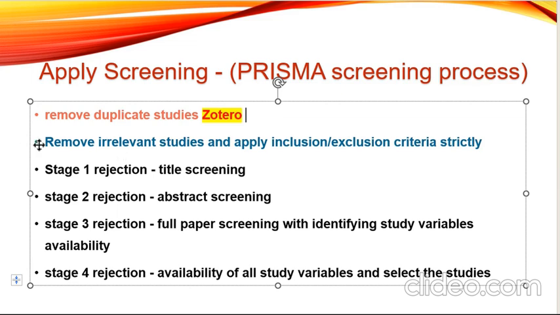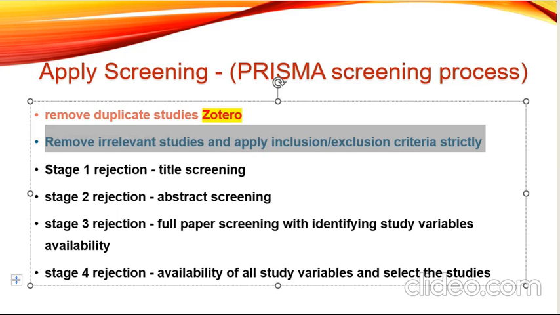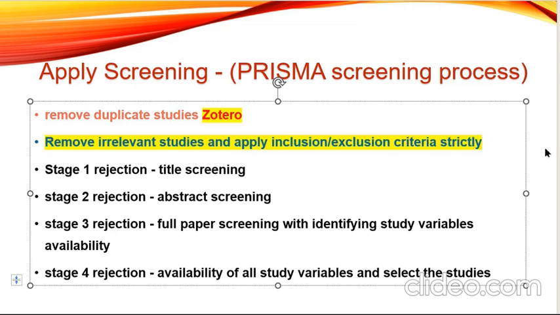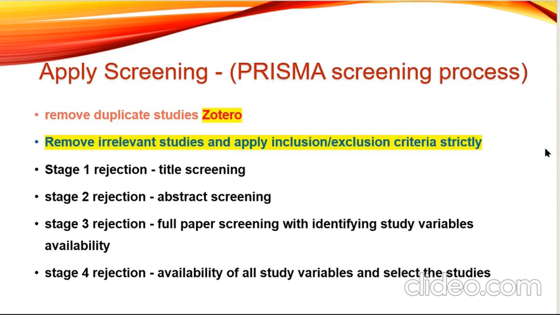Then remove irrelevant studies. Apply inclusion criteria and exclusion criteria strictly. In this process, you have four stages of rejection: title screening, abstract screening, full paper screening, and the fourth stage, where you check whether all the study variables are available in the collected study or not. Based on that, you select the study at the final stage.